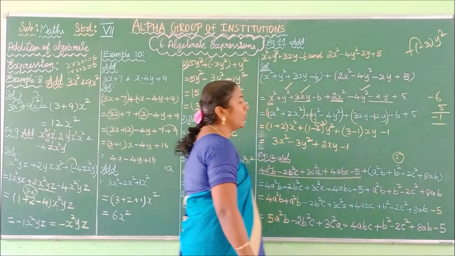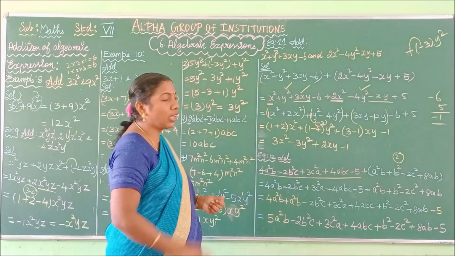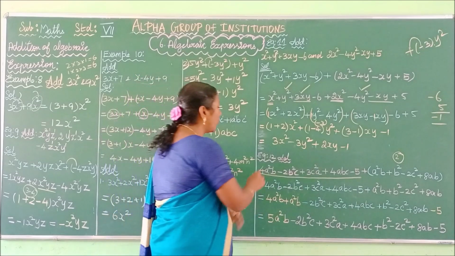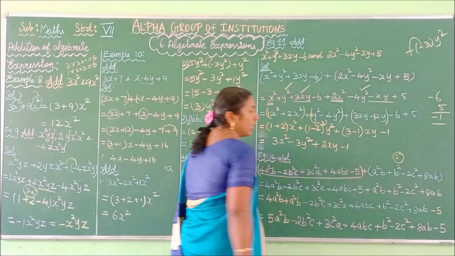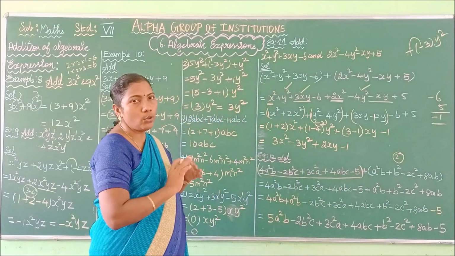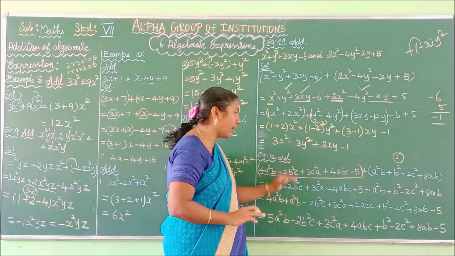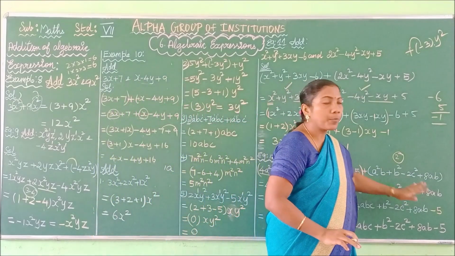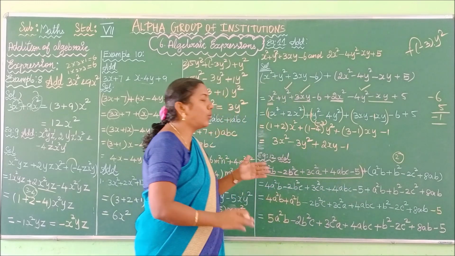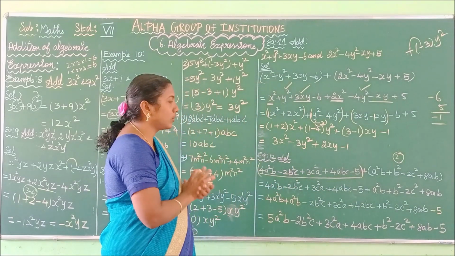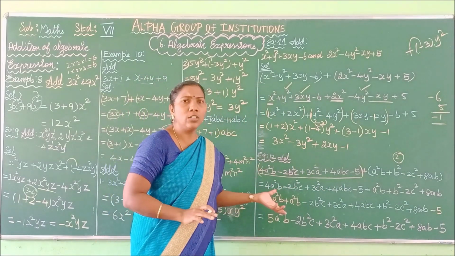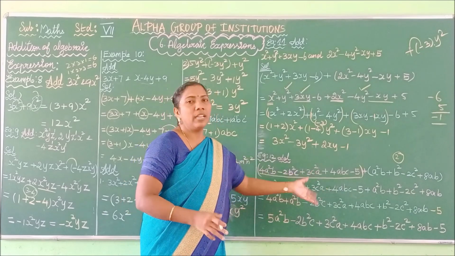Now we are going to add these two expressions. The first step is you have to write these two expressions within brackets. The next step is you have to remove the brackets, so remove the brackets and write the terms as they are. The next step is you have to collect the like terms. Listen here, children. This is a very easy question. It looks big, but it is very easy.